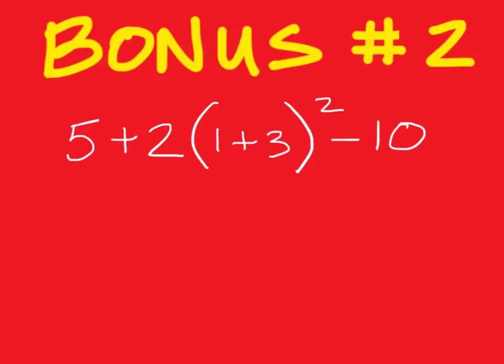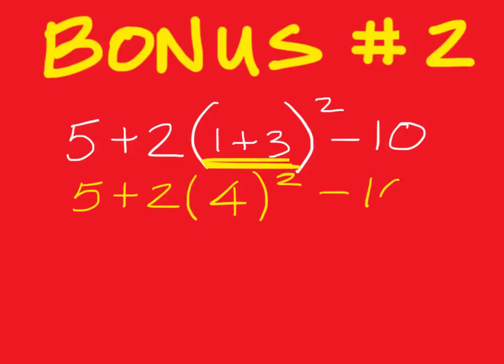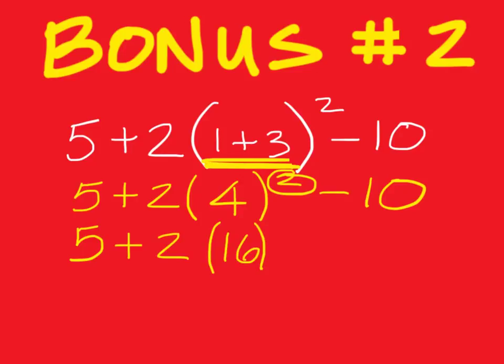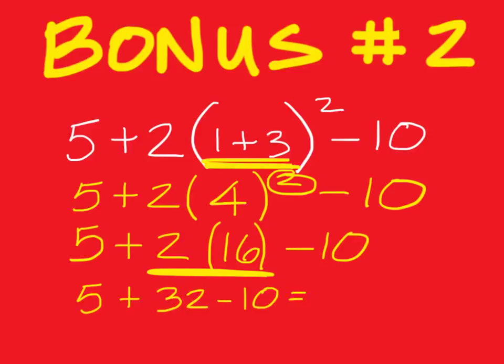On the bonus, you have to do what's in parentheses first. And 1 plus 3 is 4. Now you must square the 4. That has to come next. And if I square 4, I end up with 16. 4 times itself is 16. And then multiply 2 by the 16 to get 32. 5 plus 32 is 37. Minus 10 is 27.